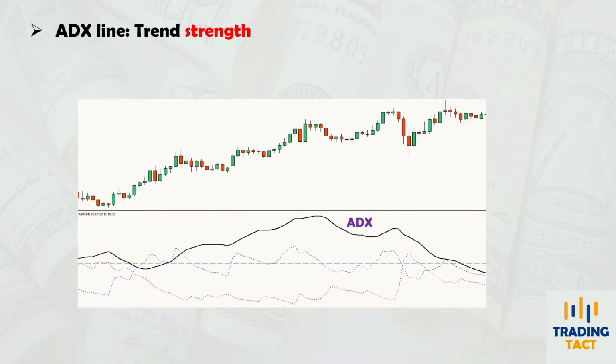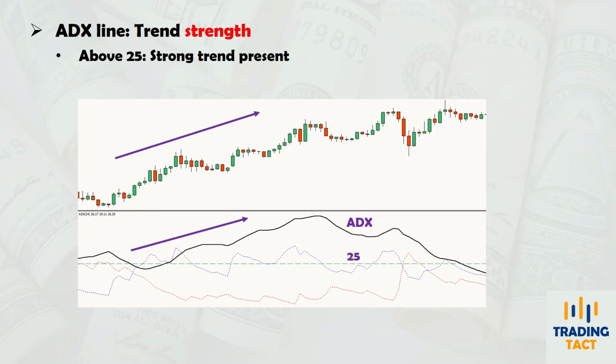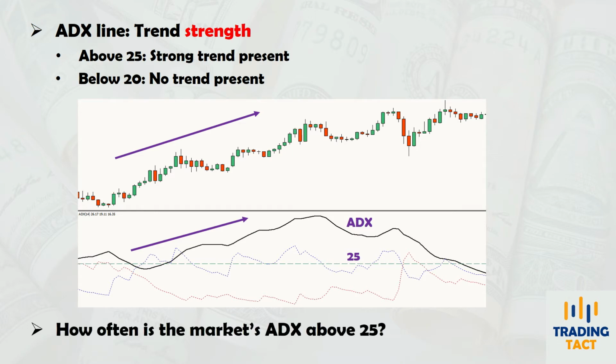The ADX line is derived from the two DI lines, and measures the strength, not direction, of the trend. According to Wilder, ADX values above 25 indicate a strong trend, while values below 20 indicate there is no trend. In this case, we are only concerned about the presence of a trend, its direction is not relevant. Let's write a simple algorithm that determines how often the market's ADX value is above 25.